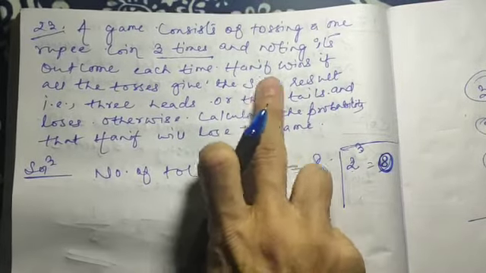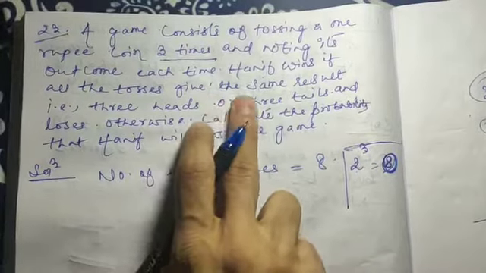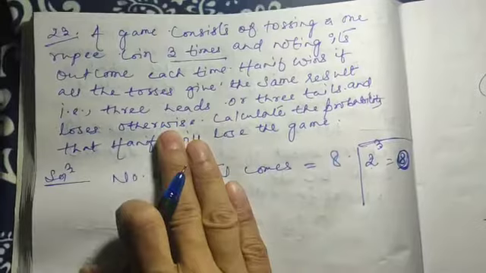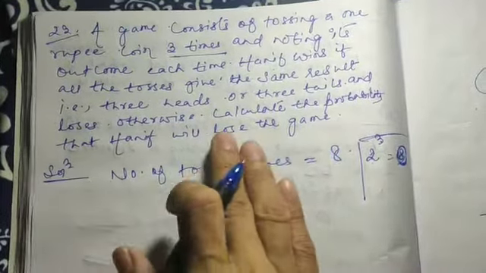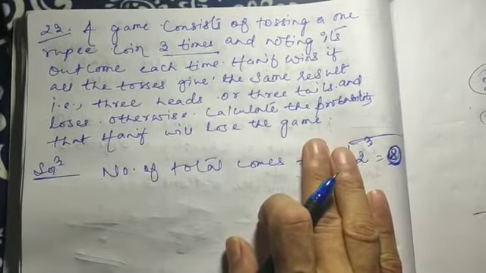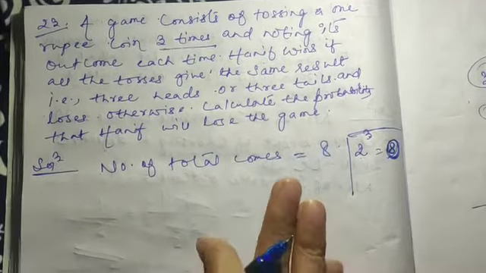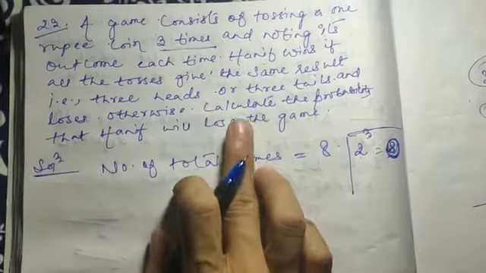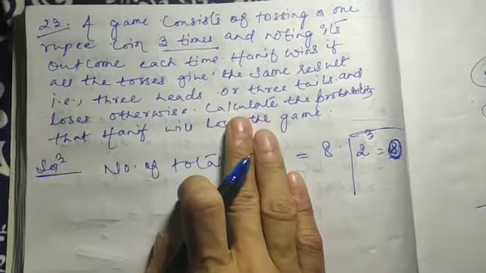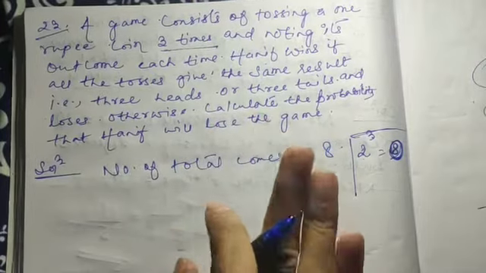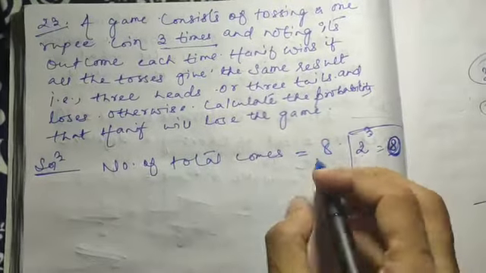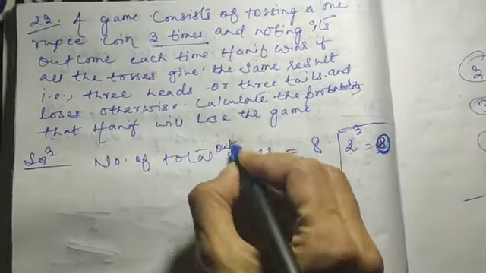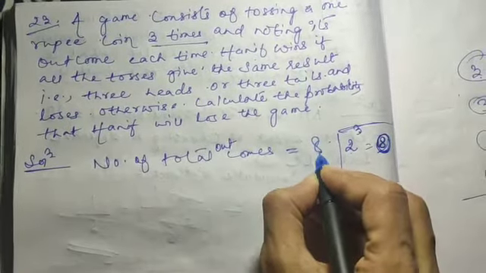So what they say: Hanif wins if all the tosses give the same result, that is 3 heads or 3 tails, and loses otherwise. Calculate the probability that Hanif will lose the game. Now, for losing, the results have to differ, right? Either 2 times head, 1 time tail, or 1 time head, 2 times tail. Anything should happen. Now, what will be these 8 outcomes? Number of total outcomes is 8. So what are these 8?